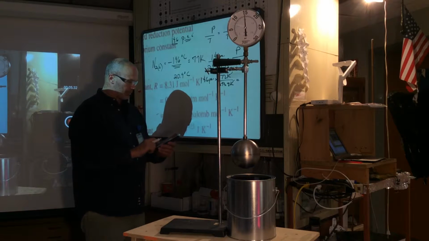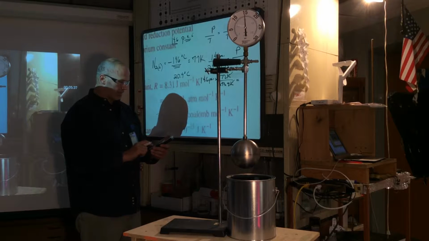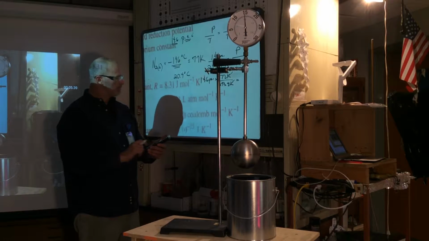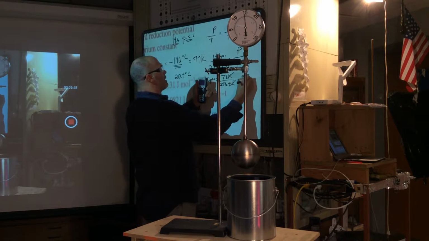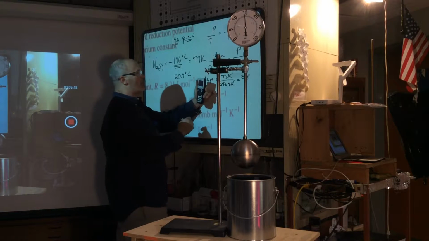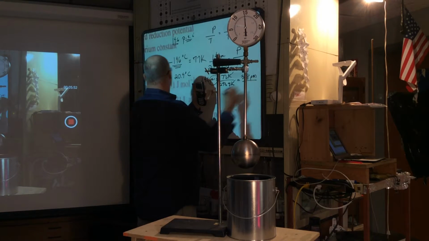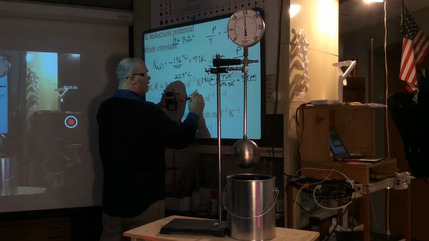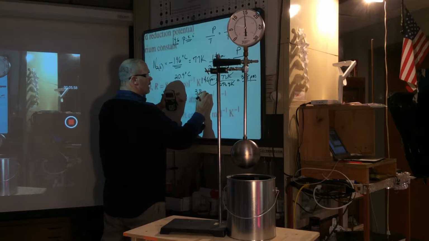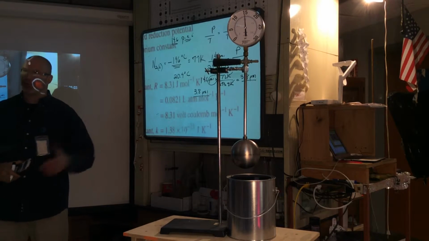What do we get? 77 divided by 293.9 times 14.6. I get 3.8. I'll just do 2 sig figs because it's 77 Kelvin. 3.8 psi. So I expect 3.8 psi. That's pounds per square inch. That's the unit of pressure I'm using.